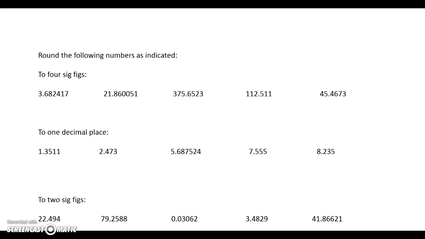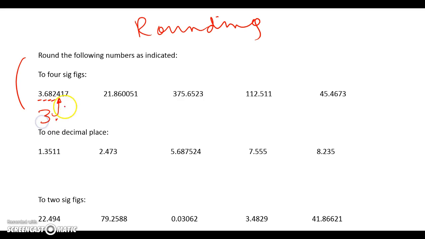Okay? Now, we're going to do some rounding because we sometimes have trouble with rounding, okay? So if I want to round this first row of numbers here to 4 sig figs, what I'm going to do is underline 4 sig figs. Then I look at that 5th digit. If it's 5 or greater, I round up. If it's 4 or lower, I don't round up. I leave it as it is.